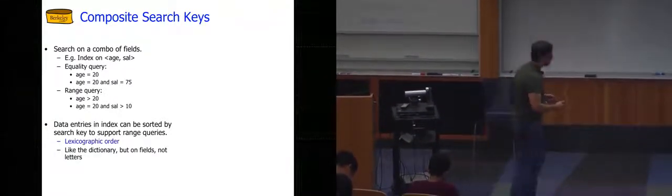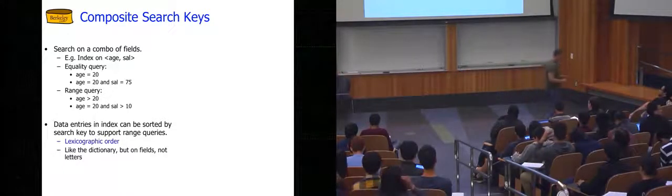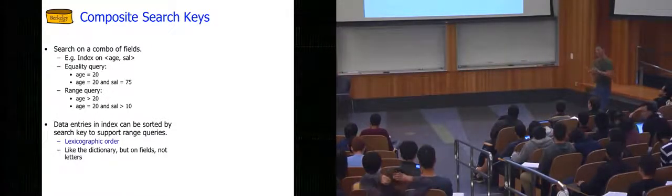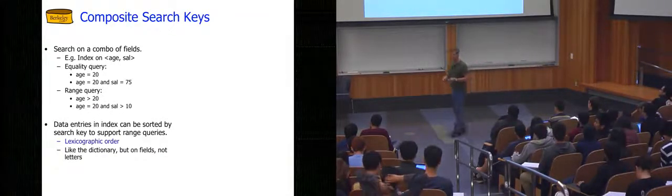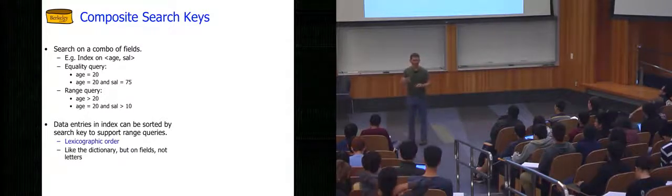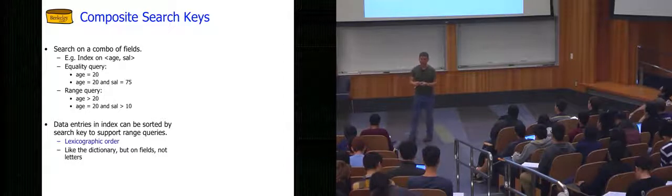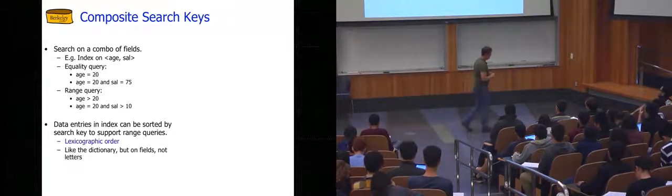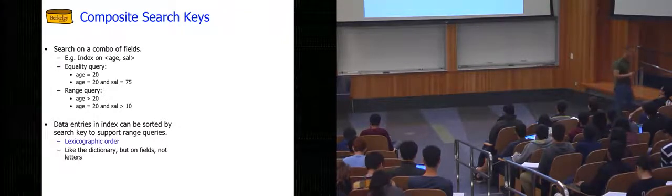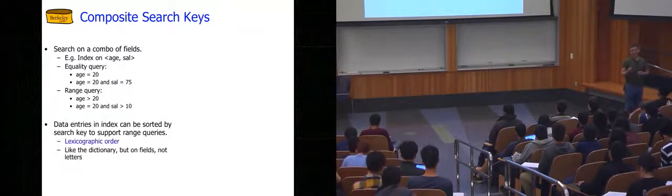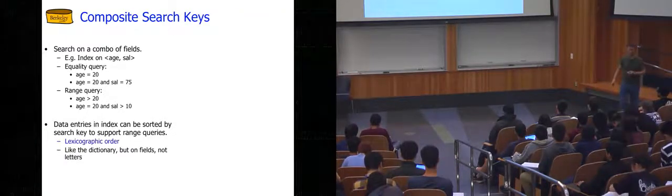Range queries, you can do a range query on the first field, age greater than 20, or you can do an equality query on the first field and a range query on the second field. Just like in the dictionary, I can say, I want to find all things that start with a W, and the second letter is bigger than C. That's just a scan through the dictionary, right? But I can't say I want all, I could, but it wouldn't help me much. Once I say I want all words that start with a letter greater than C, it doesn't really matter that I say, and I want the second letter to be W. We're going to scan through the dictionary from C onwards, right?